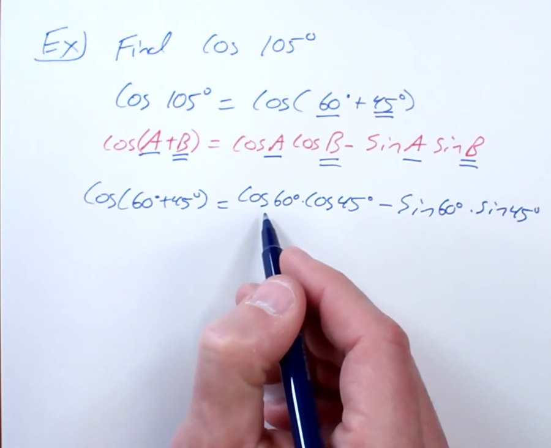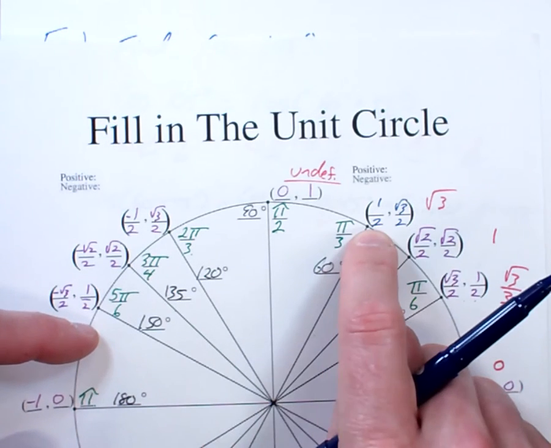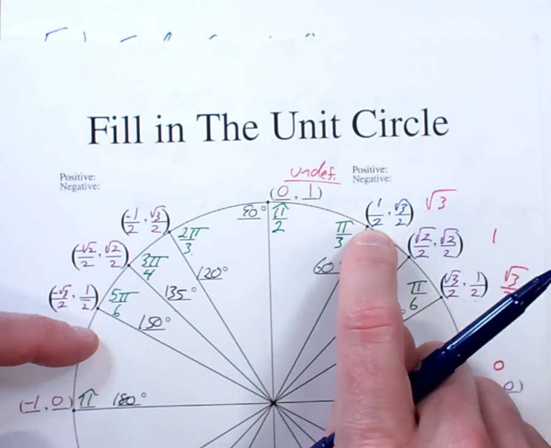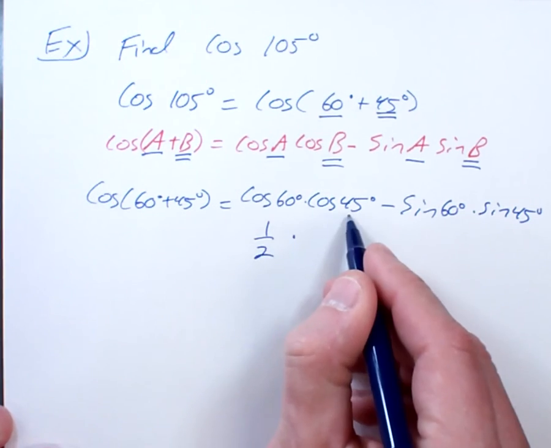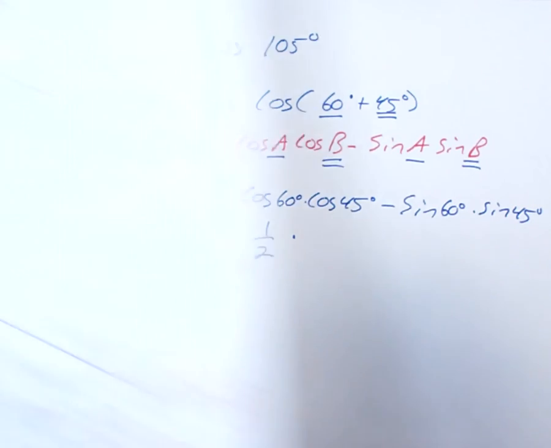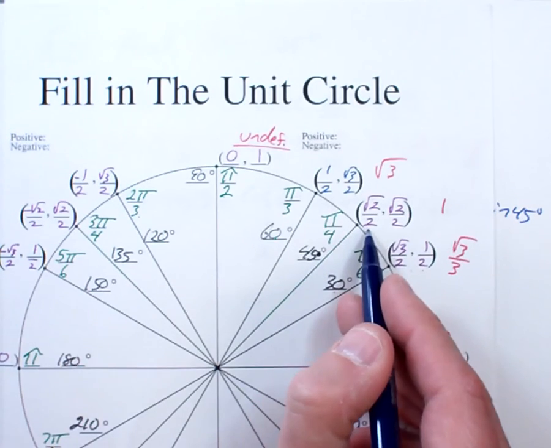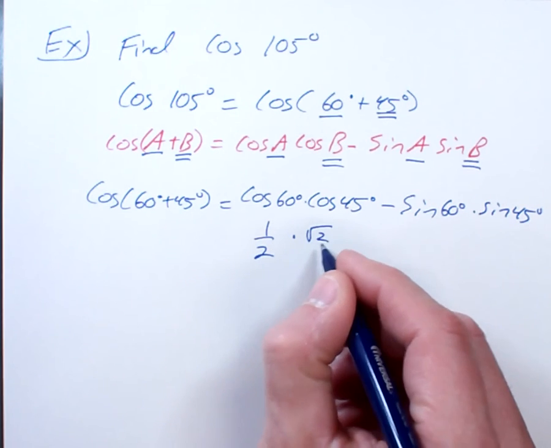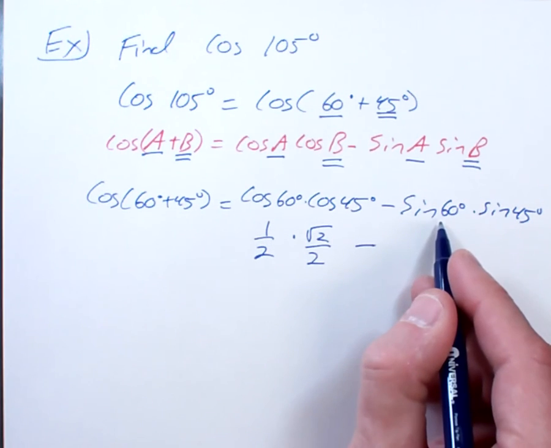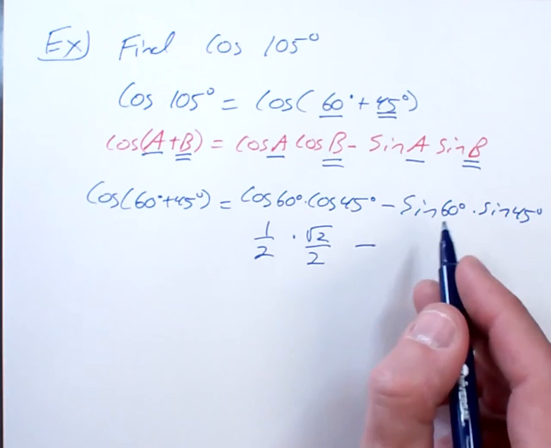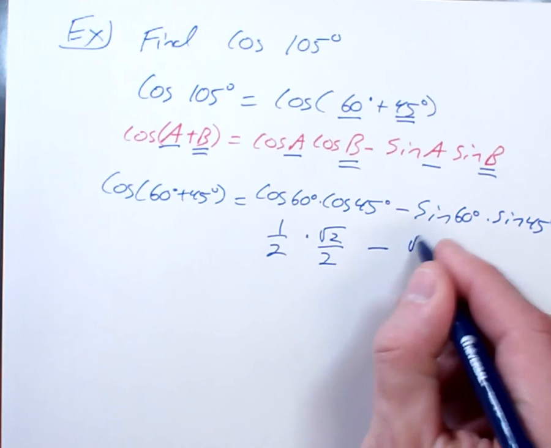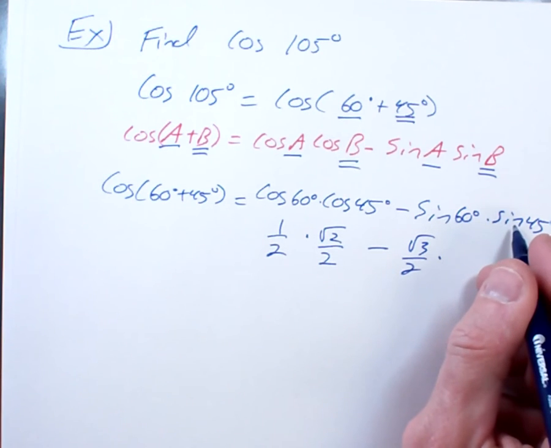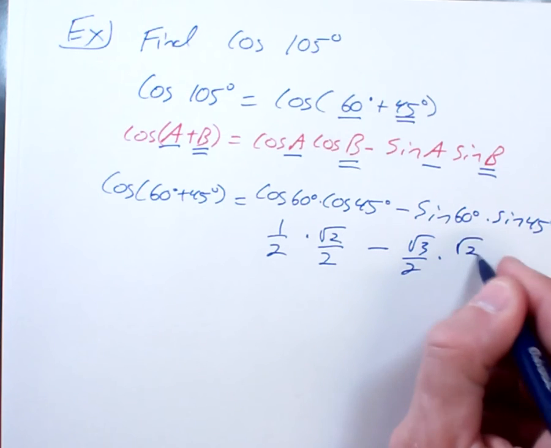So, what's the cosine of 60 degrees? Didn't we just have that up there? Oh, no, we didn't. That was sine. So, cosine of 60 is a half. So this right here is 1/2 times cosine of 45. Here's 45, cosine of square root of 2 over 2. Minus sine of 60. Well, the sine of 60 is square root of 3 over 2 because the sine is my y value. Times the sine of 45, square root of 2 over 2.